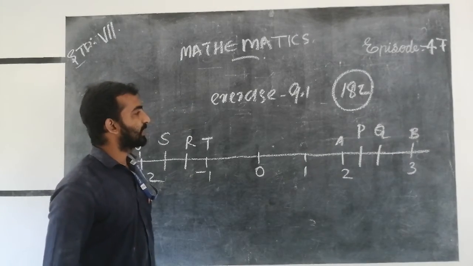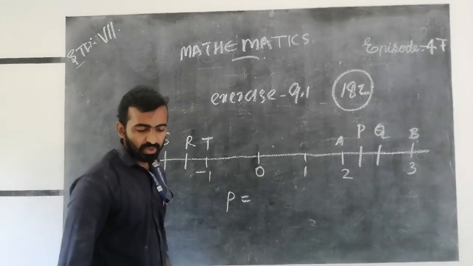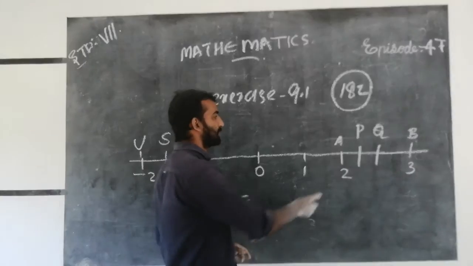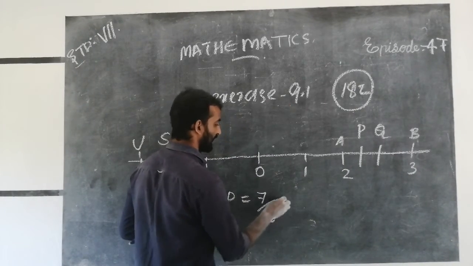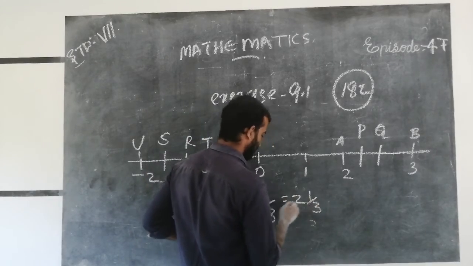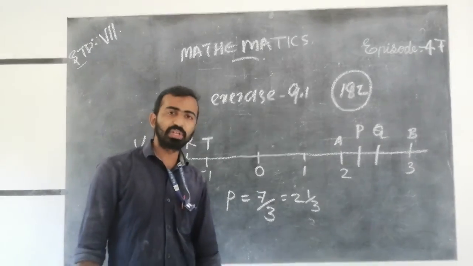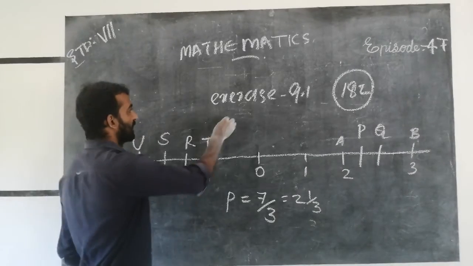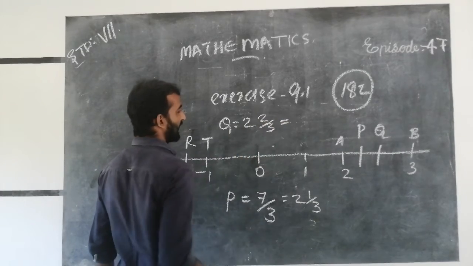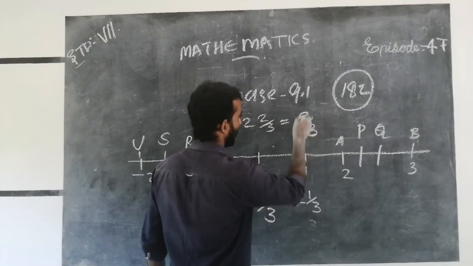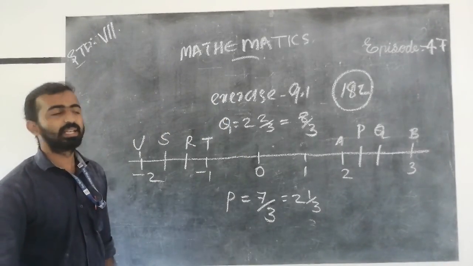And first, P is what? P is 2 and 1 by 3, that is 7 by 3. And Q, what is Q? Q is 2 and 2 by 3. Then we get 8 by 3. The answer is 8 by 3. Is it? Yes.